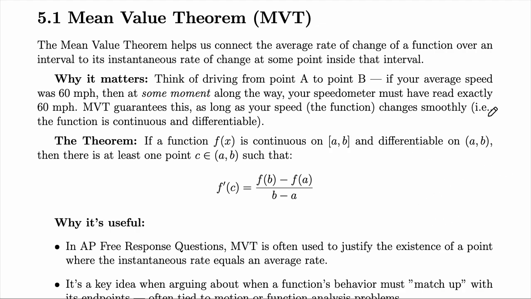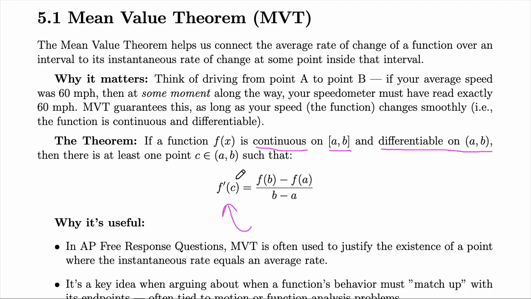So here's the theorem itself. If we have f of x, which is a continuous function on the closed interval a to b, and also differentiable on a to b, then we can conclude using the MVT that there's at least one point C such that this holds true. So let's break this down.